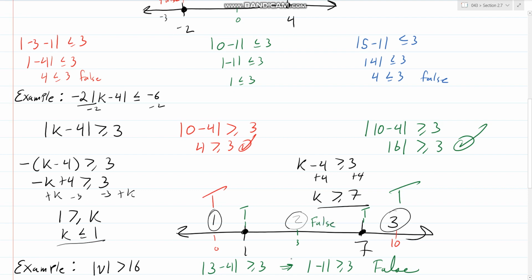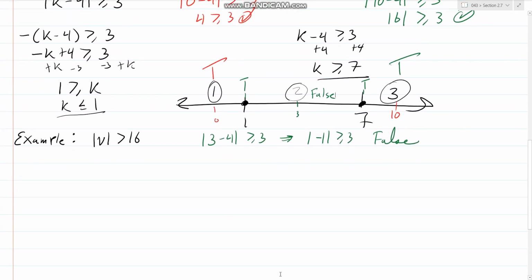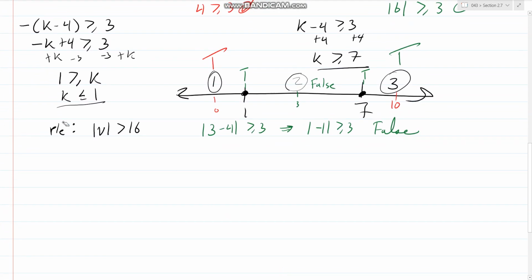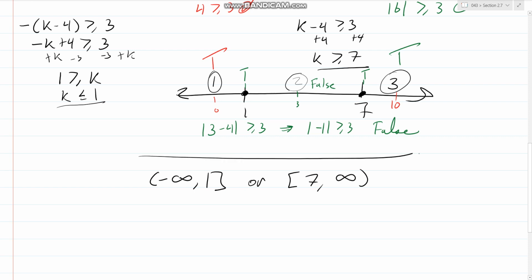Okay, screen's pretty full now. But what is our final answer? It's the region from -infinity to 1, including 1, and 7 to infinity. So I'm going to go down here. I'm going to erase this example for the next video, and I'm going to write the final answer as -infinity to 1, including 1, and we want to say, no, we want to say or, 7 to infinity as the final answer.